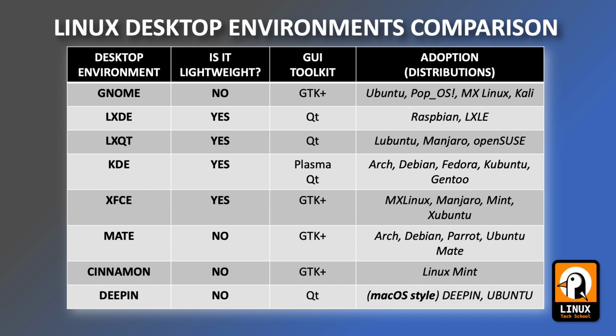We have desktop environments being used in very specific distributions, and others that are being used widely in many different distributions, like, for example, GNOME being used in lots of different distributions: Ubuntu itself, Pop! OS, MX Linux, Kali, for example, or Arch Linux, Debian, Fedora, Kubuntu, or Gentoo, that also share the same desktop environment, KDE. Okay, let's browse around them and see some examples of the features, pros and cons, utilities, default applications that we can find before we can get a final decision.